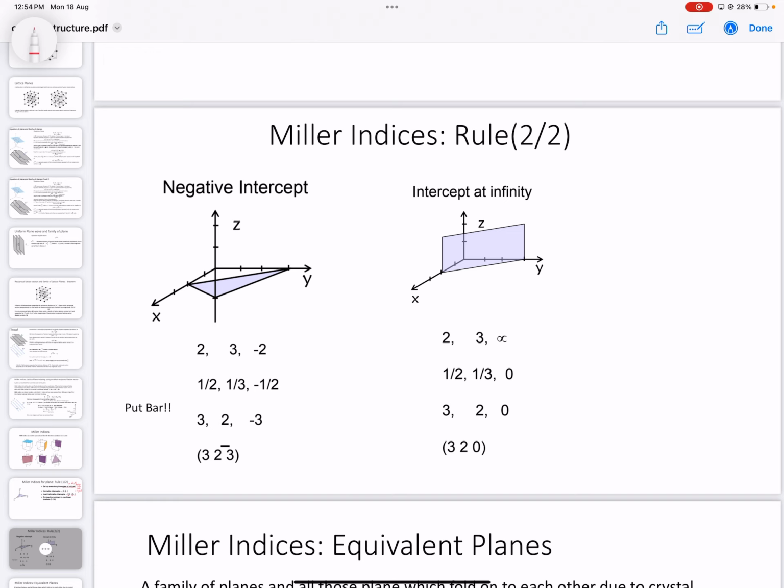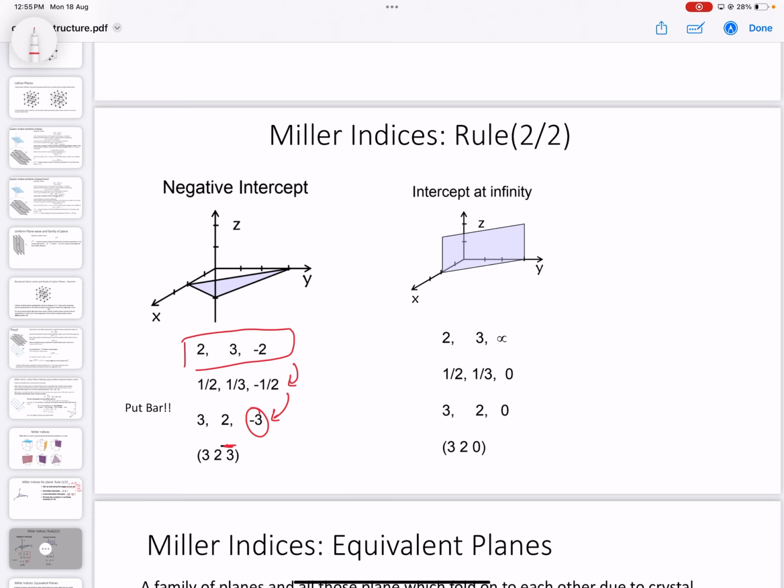Okay, so this is an example. Let us say what happens if the intercept is at the negative axis. Let us say I have this axis at x, y, z, right hand coordinate system. I will take an inverse of it, multiply it with 6, I will get this, right? Now if you have one index as a negative, you just put it as a bar. What happens if your plane passes through origin.